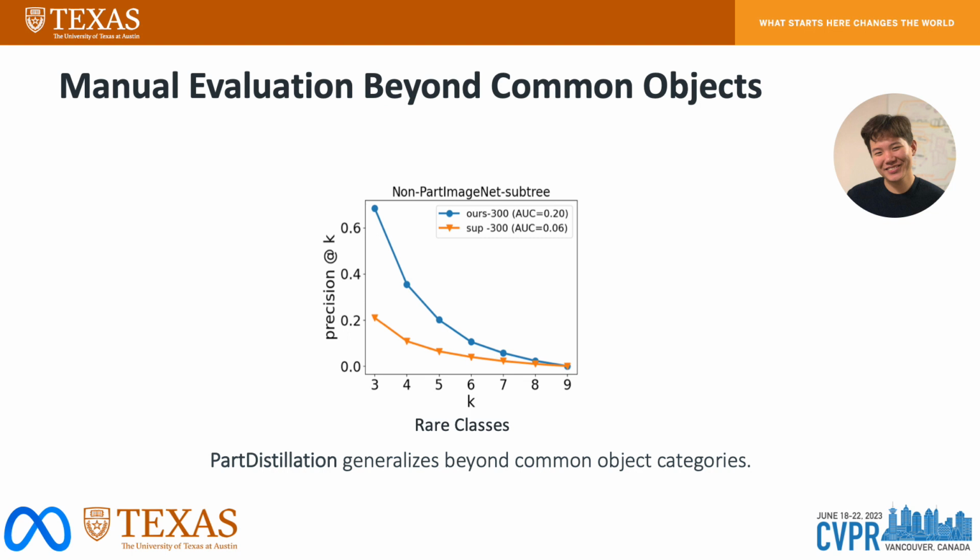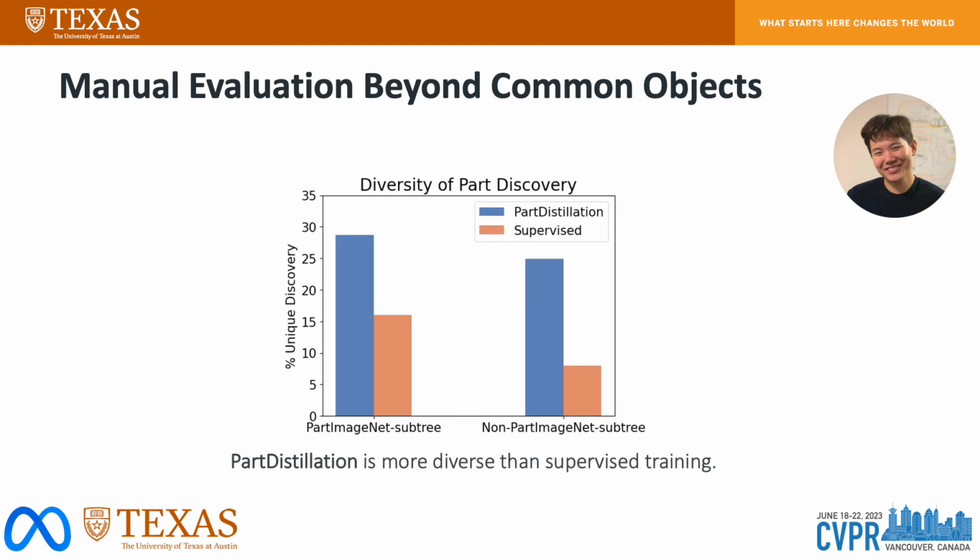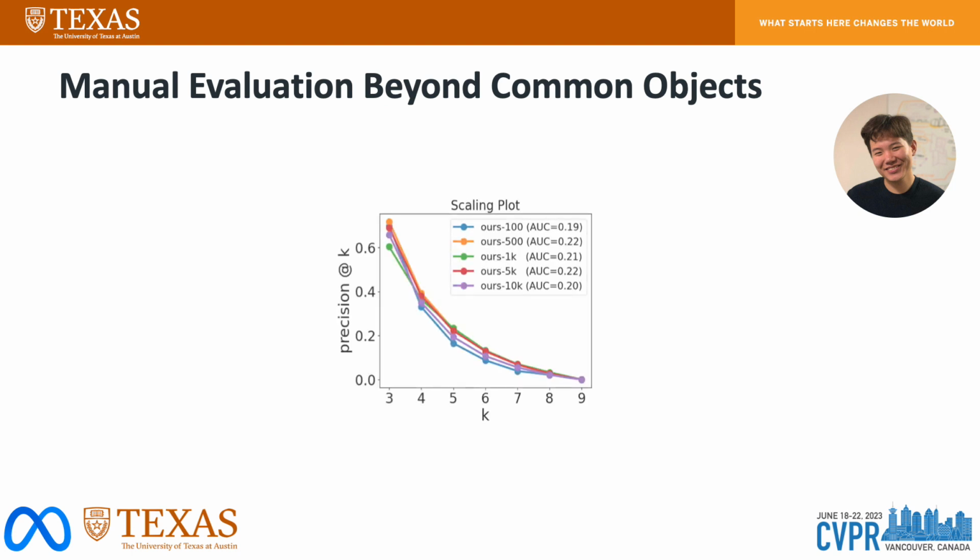This indicates that supervised training is limited to the training dataset and unable to generalize. We also measure diversity of the discovered parts. We ask annotators how many of the parts are unique. We compare the supervised baseline measured on the balanced set of classes with PartImageNet and non-PartImageNet subtrees.